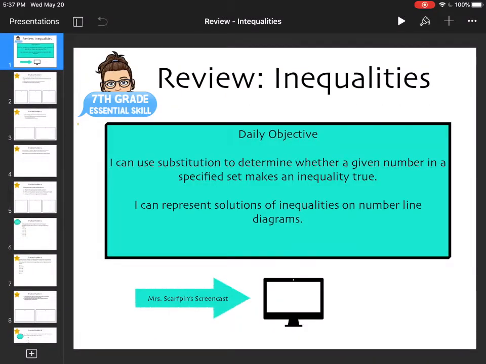All right, so today we're going to review inequalities. Inequalities is something that we were doing during the very beginning weeks of distance learning. So inequalities was a challenge for everybody, so I wanted to go back over it.